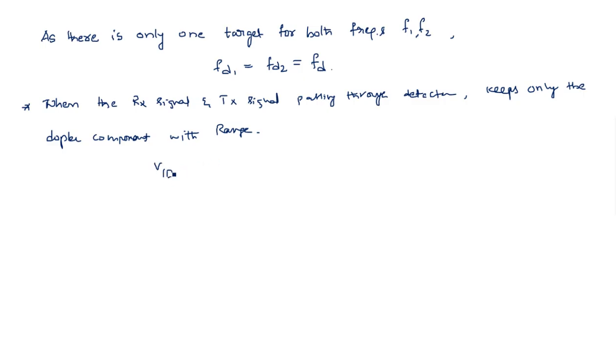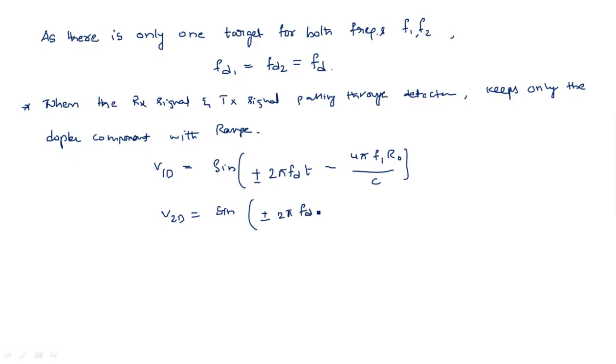So the detected signal V1D is equal to sine of plus or minus 2 pi fd t minus 4 pi f1 r naught by c. I told you fd1 equals fd2 equals fd. Similarly, V2D is equal to sine of plus or minus 2 pi fd t minus 4 pi f2 r naught by c. This is the only difference between these two detected signals.